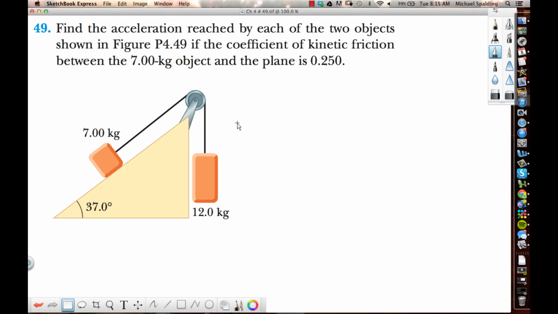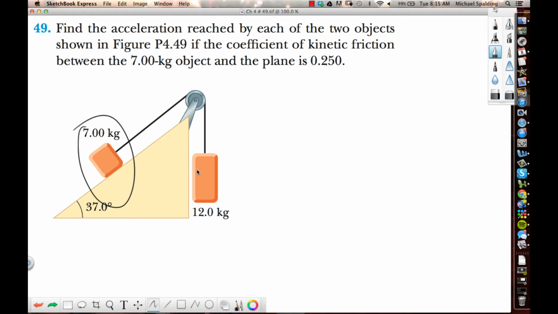All right, here's number 49. Find the acceleration reached by each of the two objects in this diagram if the coefficient of kinetic friction between the 7 kilogram object and the plane is 0.25. All right, so we have friction here. The only object that has friction is the guy on the incline. This guy over here is just hanging there.